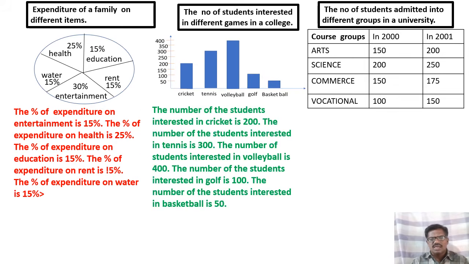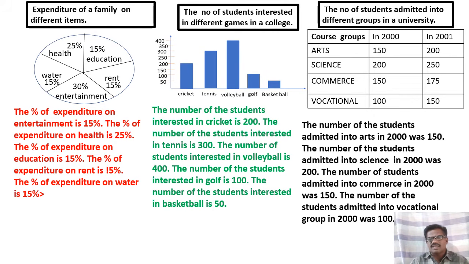Looking at the second diagram, we can write like this. The number of the students interested in cricket is 200. The number of the students interested in tennis is 300. The number of students interested in volleyball is 400. Like this we can write the values looking at the diagram.